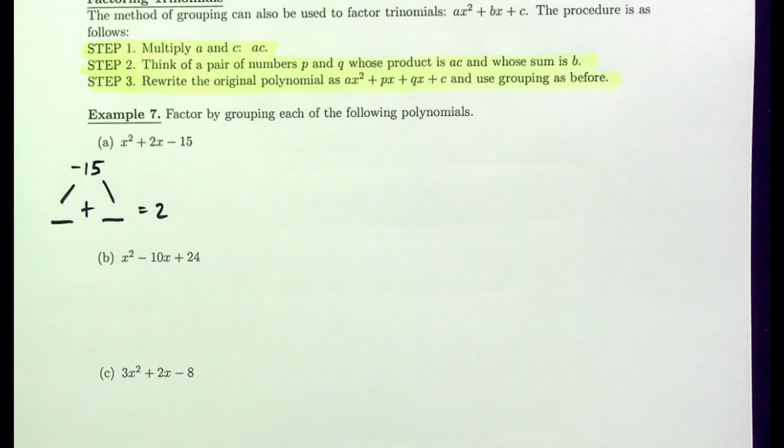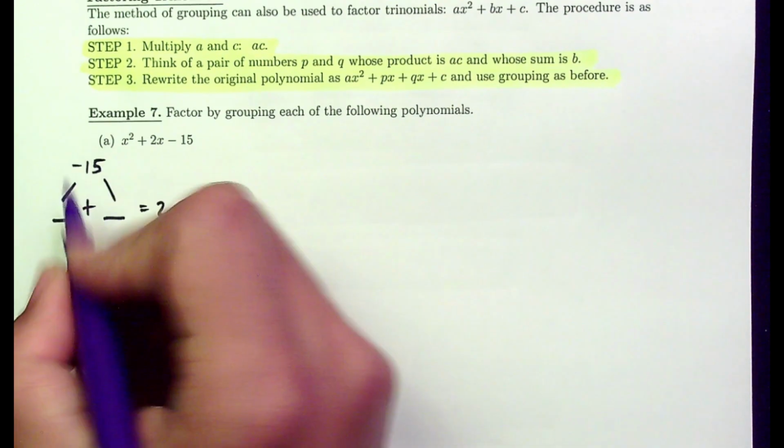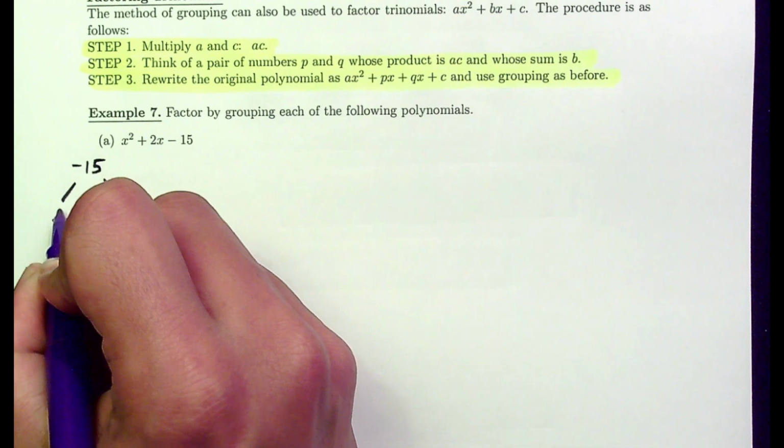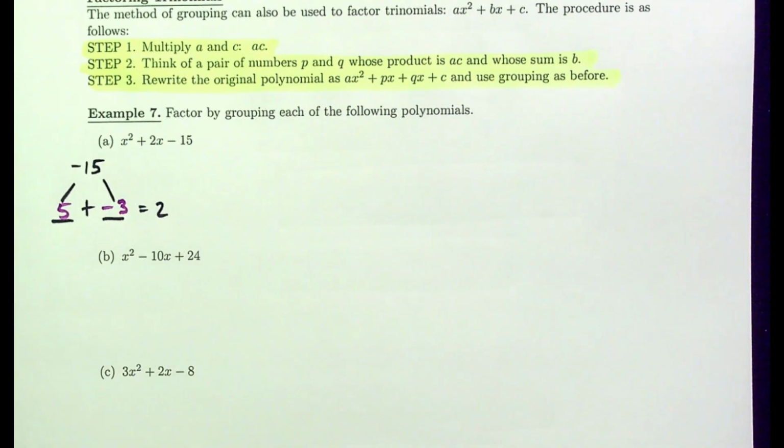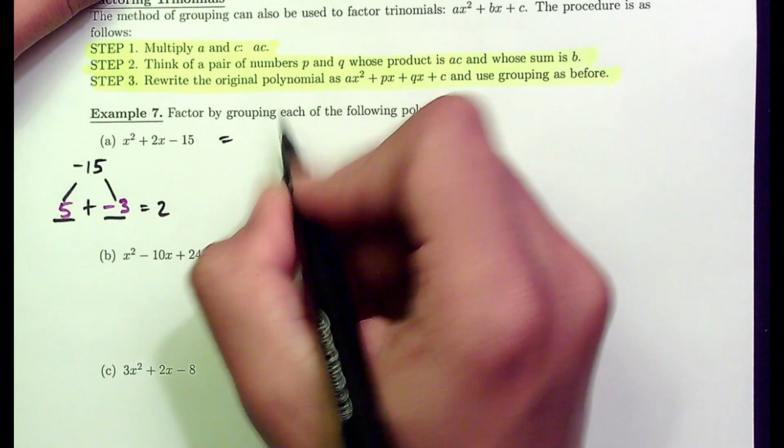So what are those two numbers? So I think 5 and negative 3 work. When you multiply 5 times negative 3, you get negative 15. When you add 5 and negative 3, you get positive 2. Okay, so yes, that's the combination. That's the winning combination.